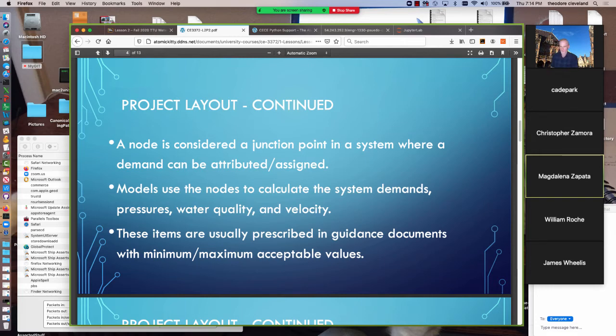Models use those nodes to calculate the system demands, pressures, water quality, and velocity. And these items, pressure, water quality, velocity, are usually prescribed in the guidance documents with minimum and maximum values. If you recall from RG195, the minimum value for Texas was 35 psi, so it's clearly prescribed in the document.